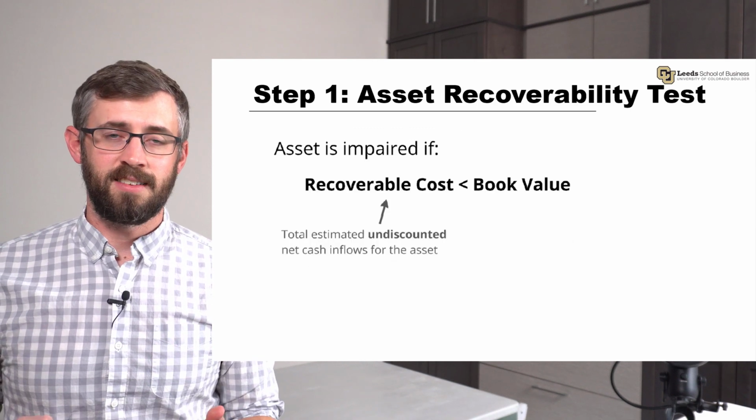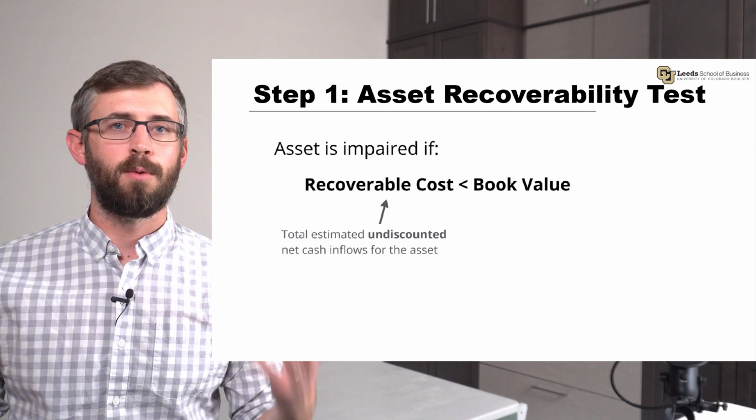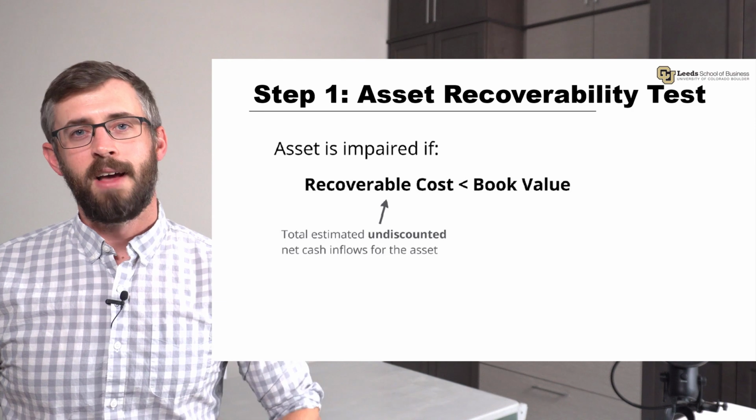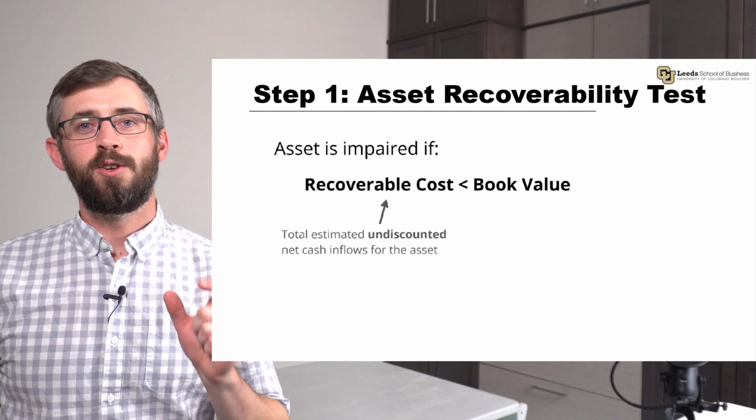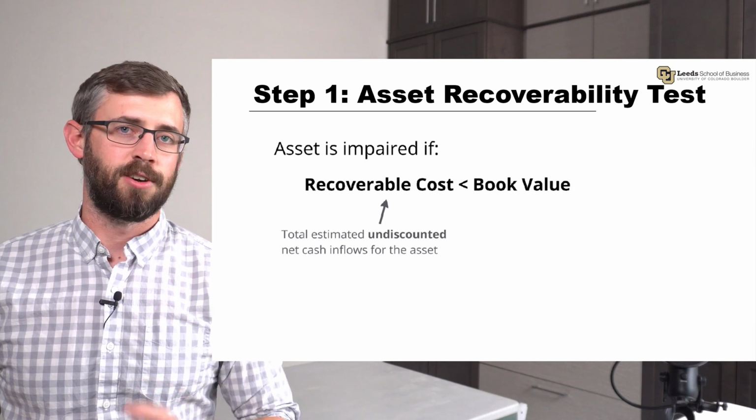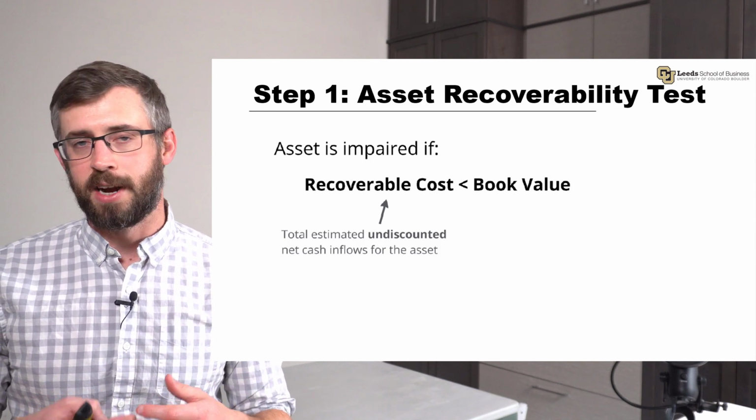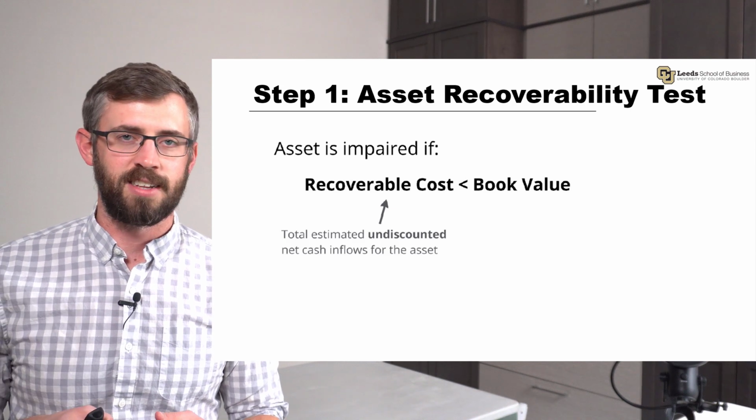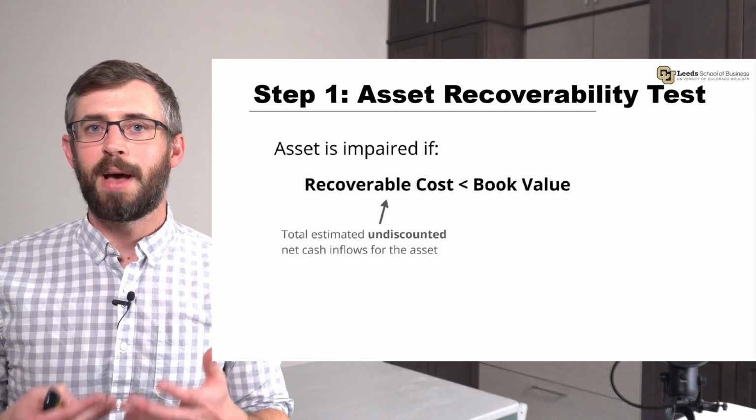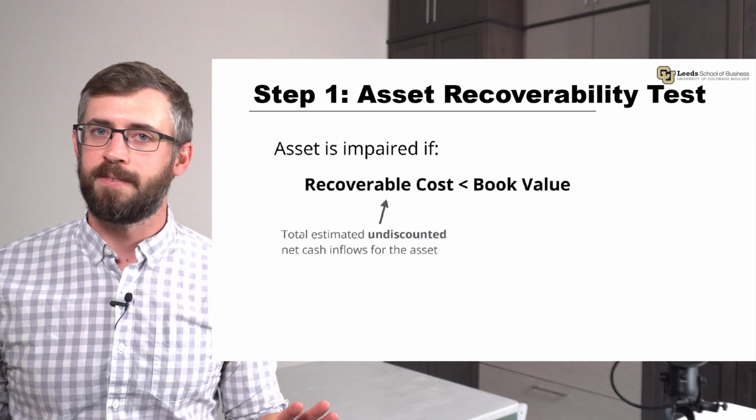The point of this test is to just answer yes or no. Is our asset impaired? It's not going to tell us how much it's impaired by. All it does is answer yes, it's impaired, or no, it's not impaired. We're going to compare two numbers here. We compare the recoverable cost of the asset, which is basically the undiscounted future cash flows that this asset will generate. So you estimate that this asset is going to bring in $10,000 this year, $9,000 next year, maybe $5,000 the year after that. We add up all the cash flows we expect this asset to generate. We don't discount them or anything like that. We ignore time value of money for now.